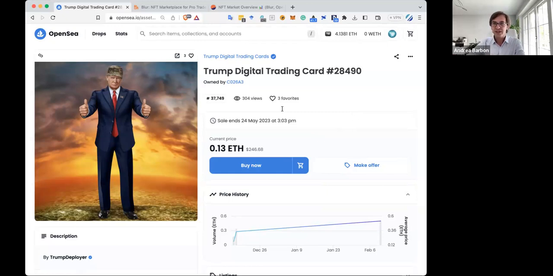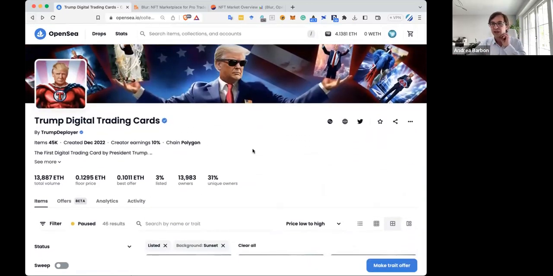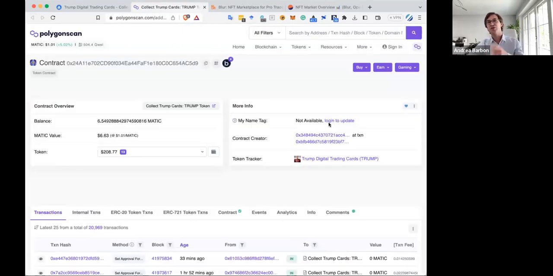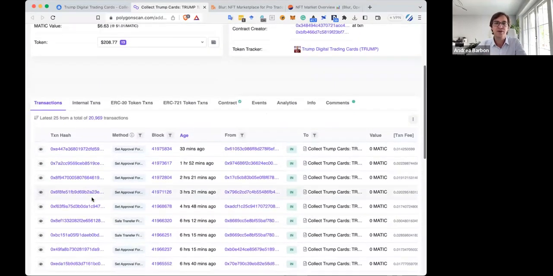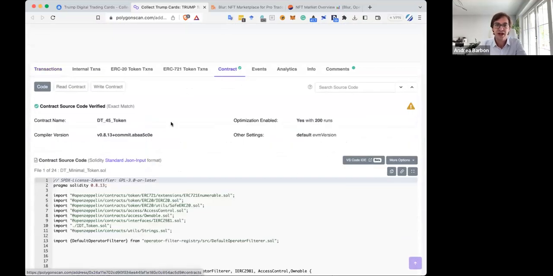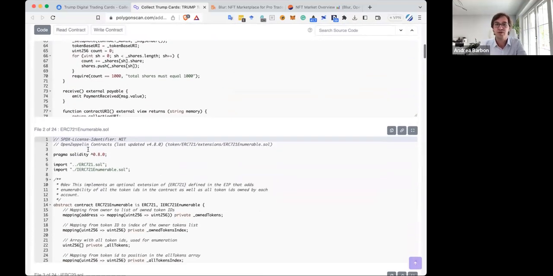Now, if you want to see the smart contract which is actually backing these NFTs, I think we can click on this button here, from the collection page. And this will bring us to a blockchain explorer. In this case, it's PolygonScan, the Polygon blockchain explorer. And we can check the smart contract. So here are all the transactions involving that smart contract. If I click on contract here, I can actually see the source code. It's actually spread out across multiple files.